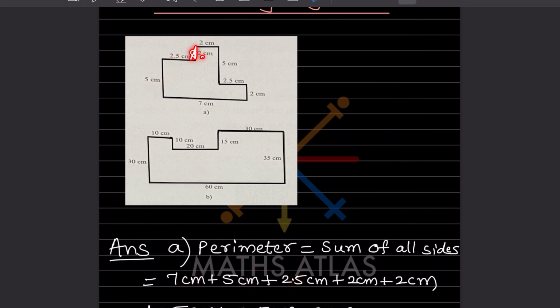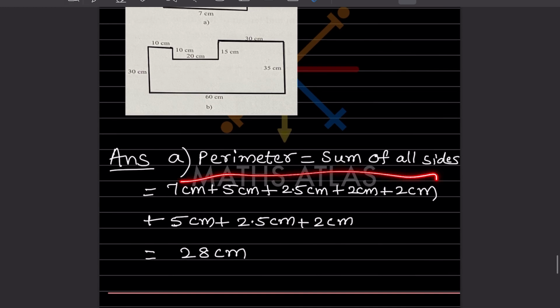This is for this side, that is 2 here. Then this one, this is 2 over here. Then 5, 5 is here. Then this is 2.5, 2.5 is here. Then 2, the 2 is here. When you add all this, what do you get? That you get as 28 centimeters.